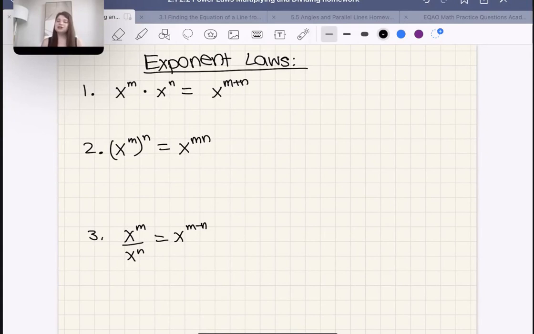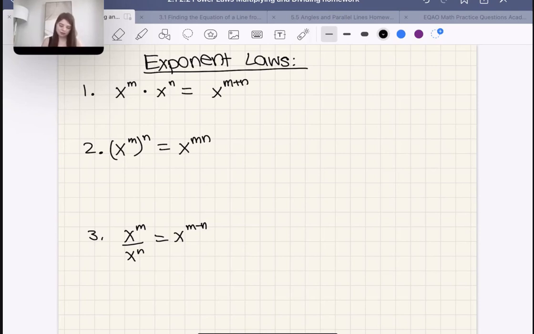For Unit 2, we're going to kick it off by talking about exponent laws. So, here are three exponent laws, and I want to talk about what they mean in plain English and also why the exponent laws are true. Don't just take my word for it. I want you to understand why these are true, because if you understand why these are true, you'll never forget them. That's how it works.